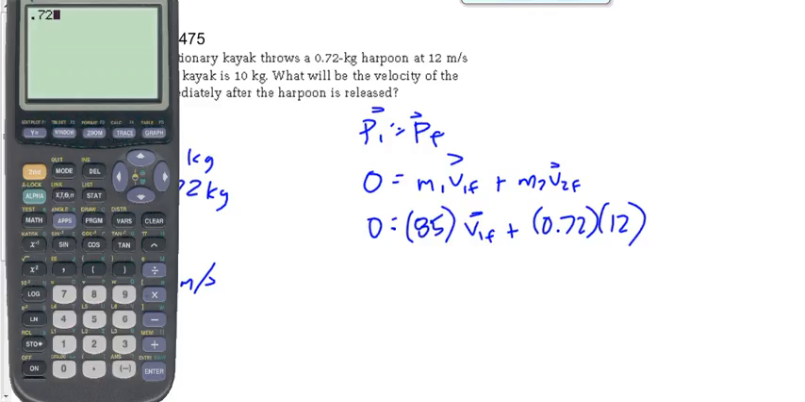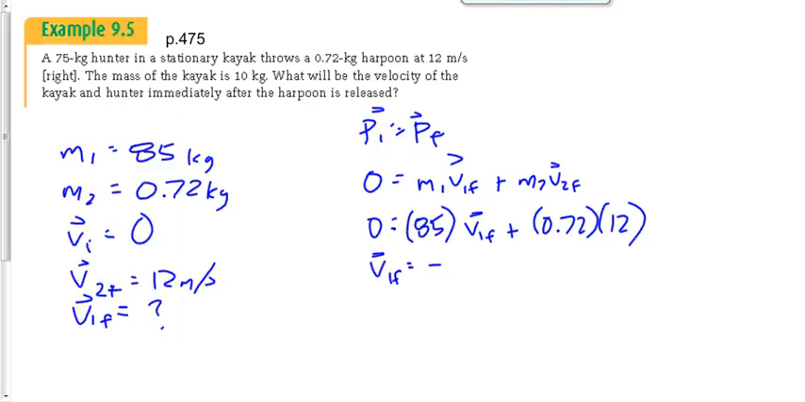Actually, let's say negative 0.72 times 12. Why did I do that? Why did I make it negative? Yeah, I got to pull it to the left side. Do that by subtracting. Let's divide that by 85. Negative 0.101. So the harpoon goes forward at 12. The hunter and the kayak go backwards at 0.1. Is that reasonable? Yeah, it's a much smaller velocity, but it's because it's a much bigger mass.